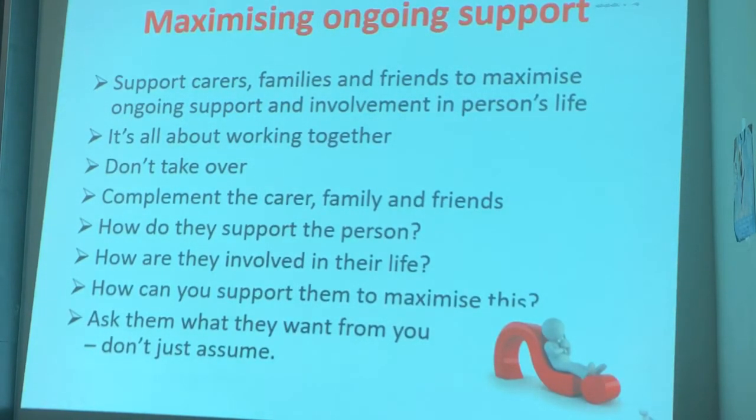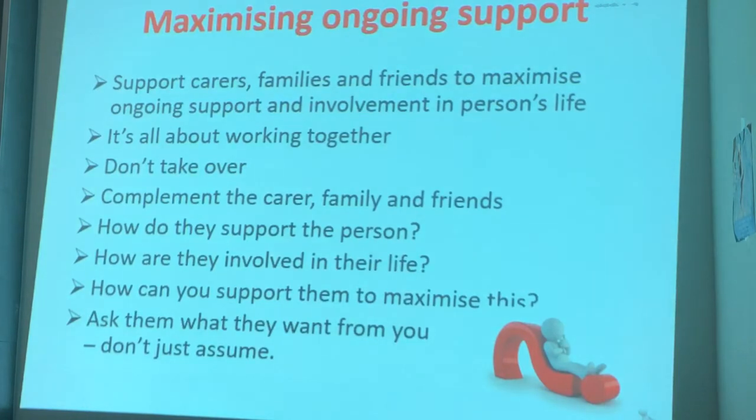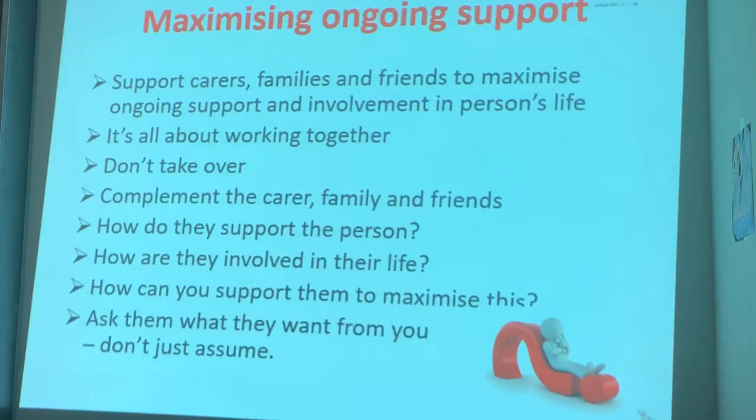Complement the carer, family, and friends: how they support the person, how they are involved in their life, how can you support them to maximize this, and ask them what they want from you. Do not assume.